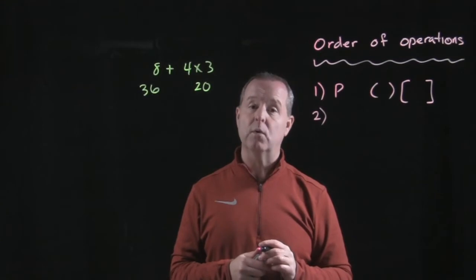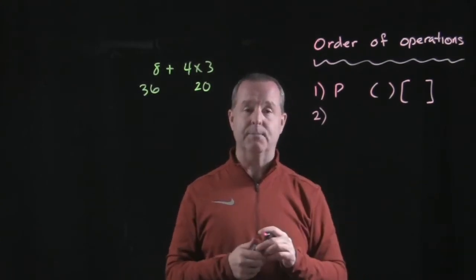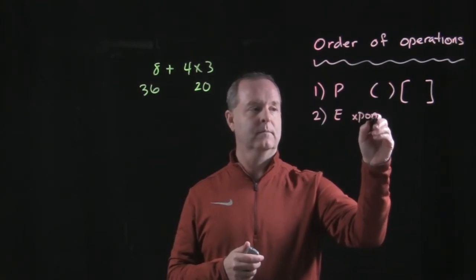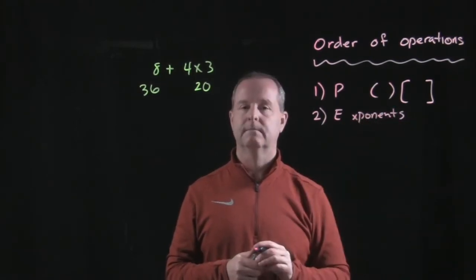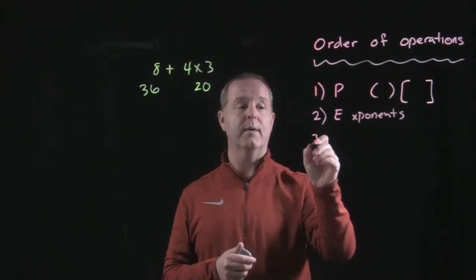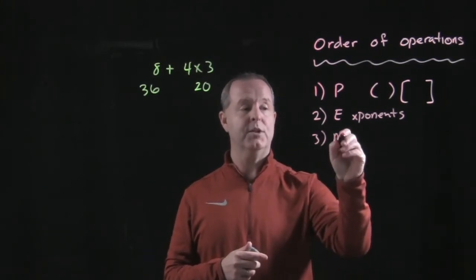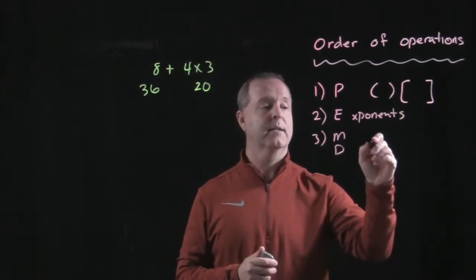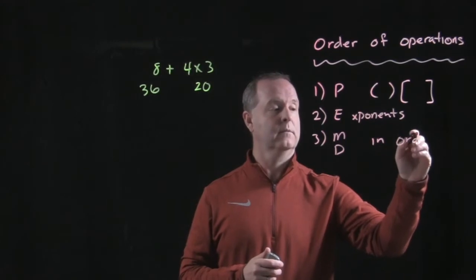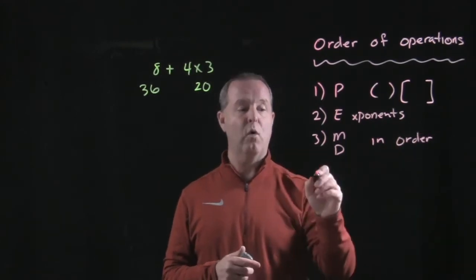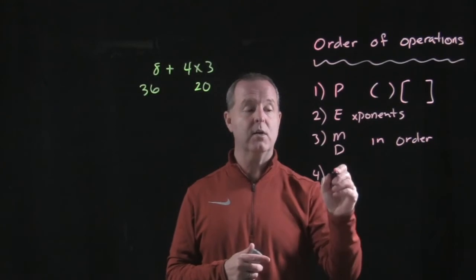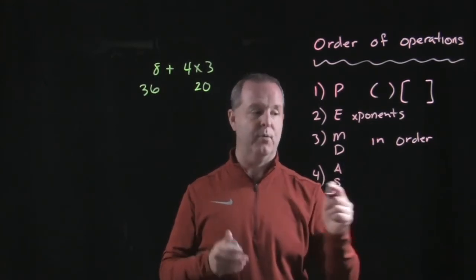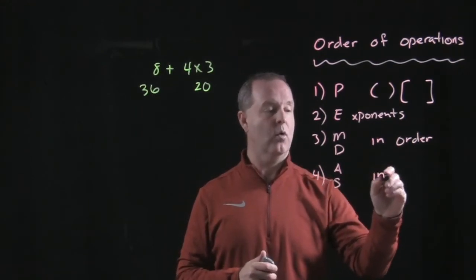The second thing that we'll solve or simplify within an expression are our exponents. The third thing that we're going to solve or reduce is our multiplication or division, whatever happens first, left or right, so in order. And then fourthly, we're going to do likewise with our addition or subtraction. We're going to work on those operations left or right in order.